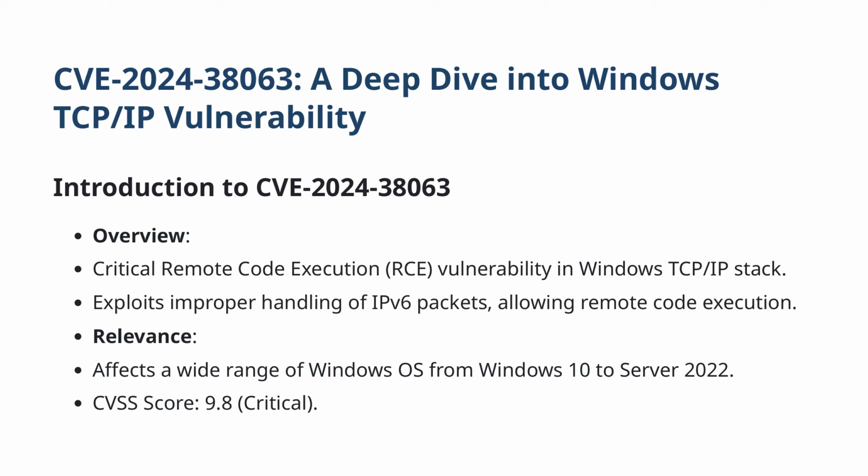In this slide, we're taking an in-depth look at CVE-2024-3863, a severe vulnerability identified within the Windows TCP/IP stack. This vulnerability is particularly concerning because it allows remote code execution due to improper handling of IPv6 packets. It's classified as a critical remote code execution vulnerability with a CVSS score of 9.8, highlighting its severity.